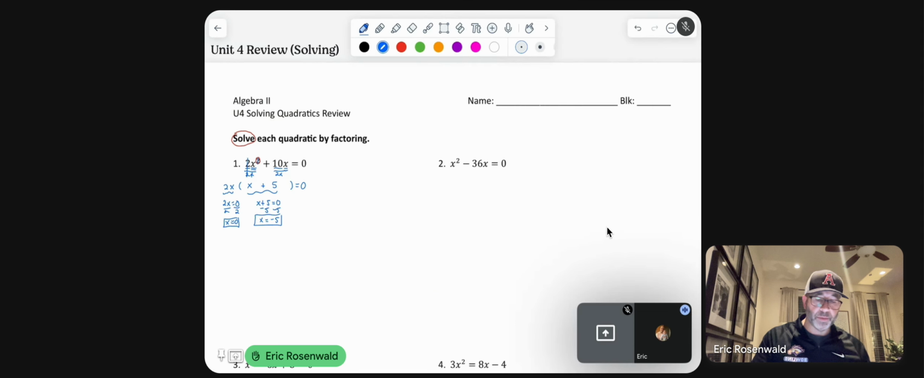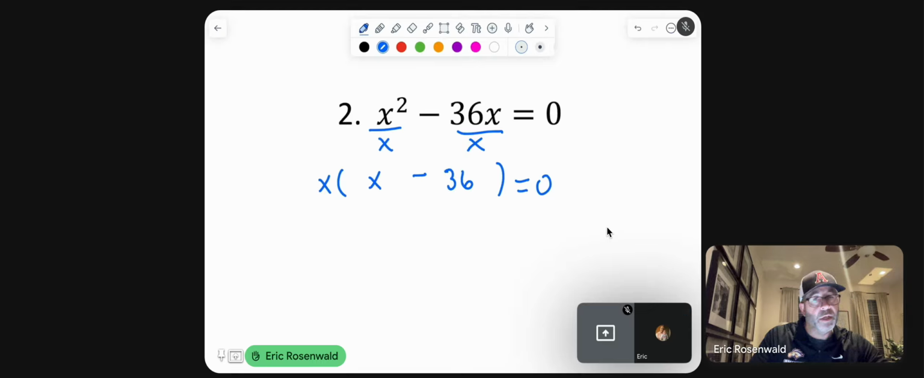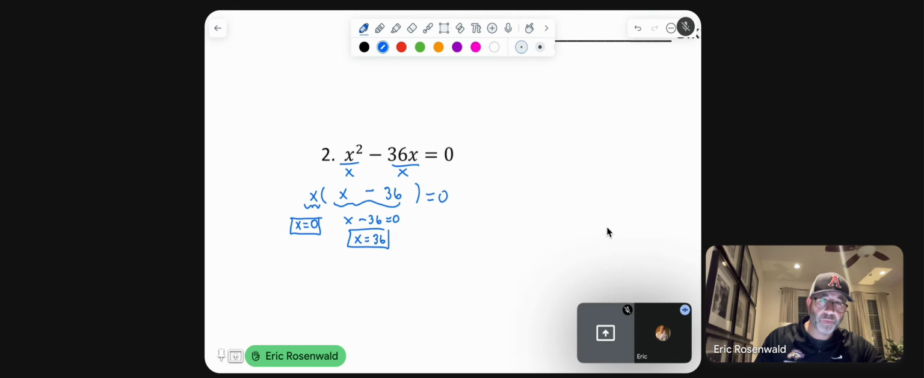All right, let's move on to number 2. Let's look for a GCF. There's no number that I could divide all of them by, but they do have an x. So let's take the x out from each one of these. Divide by x, divide by x. We end up with an x minus 36. There's nothing else we can do to factor, so now let's use the zero product rule. So let's set each one of these equal to 0. We get x is equal to 0, and we get x minus 36 is also equal to 0. Solve for this, we get x is equal to 36, and there's your two answers, 0 and 36.